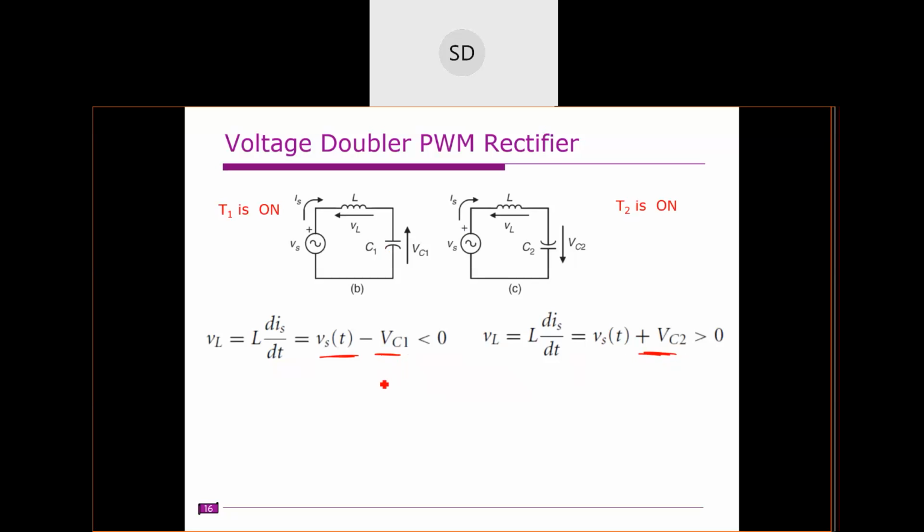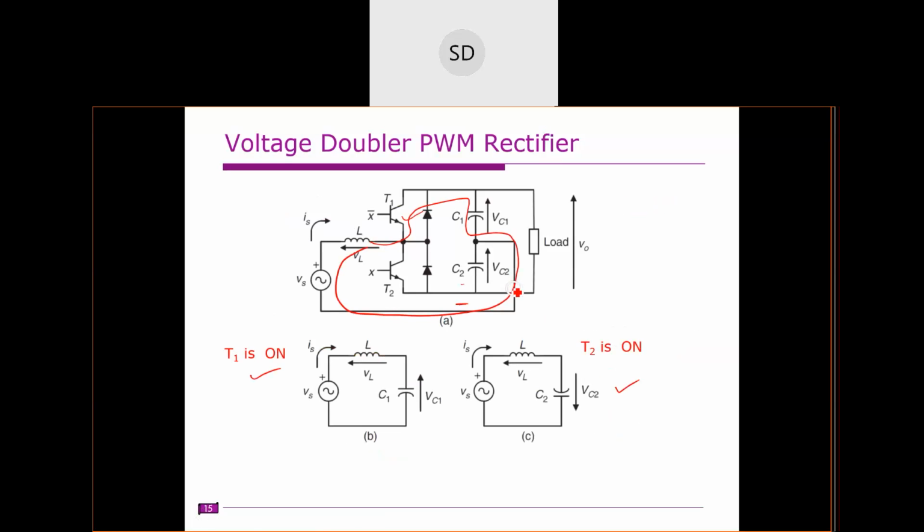Now what will be the condition if you want to make this one negative, or if you want to make this one positive? In this case, this Vc1 must be greater than Vm. Similarly, this Vc2 must be greater than Vm. So Vc1 is greater than Vm, and Vc2 is also greater than Vm. But the load is actually connected across these two, which are in series. So the load is connected in series connection.